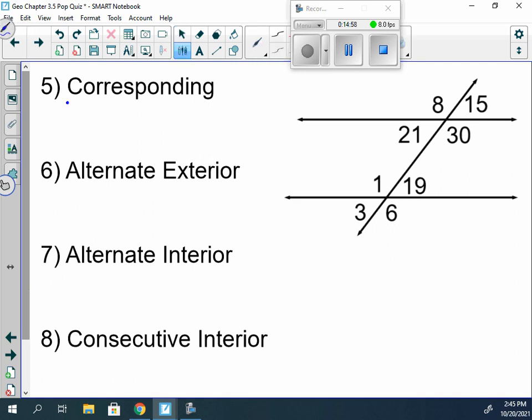So if we look at this here, angle 8. And what other angle would match up with angle 8? 1. Because angle 8 is to the left of the transversal, the line that cuts them both, and above, and 1 is to the left and above. Angle 15.